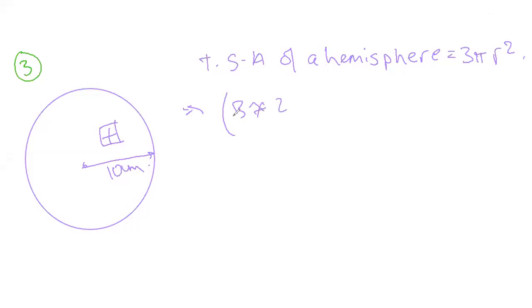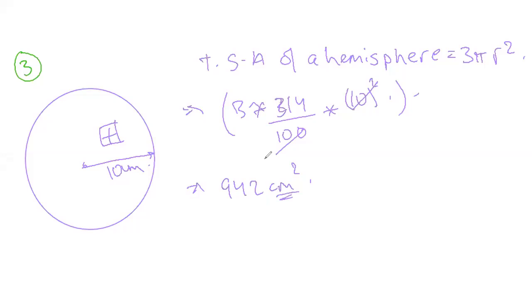So 314 divided by 100, because that's easier, divided by 10 whole square. So this and this is gone, and 314 into 3 is 942 centimeter square. Don't forget to add the units, and our calculation is done for the third question. We'll move on to our second last question, that is the fourth sum.